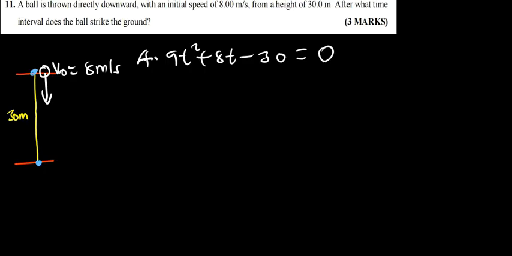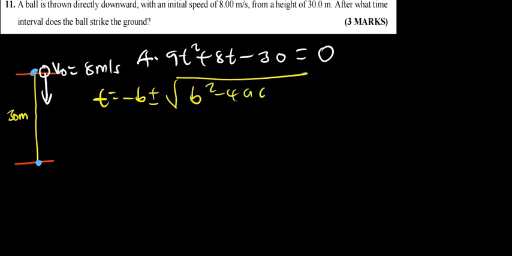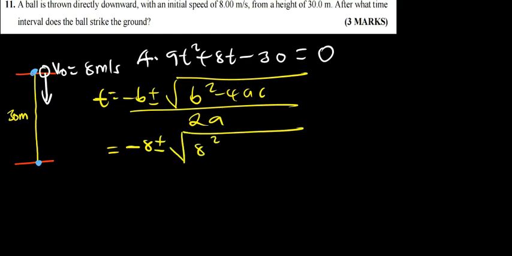So I'll have t will be equal to negative b plus or minus the square root of b squared minus 4ac, and I divide this by 2a. So b is 8, so it will be negative 8 plus or minus 8 squared minus 4. My a is 4.9. My c is negative 30.